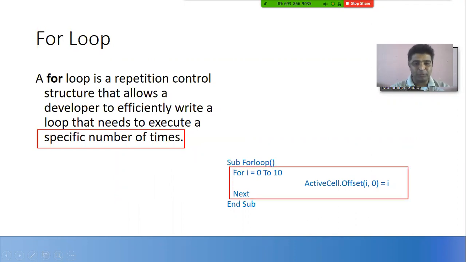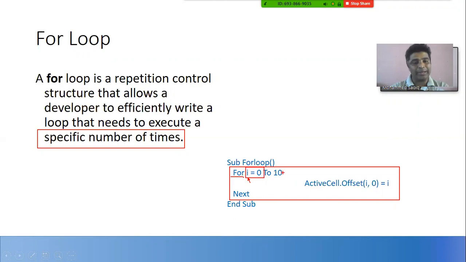Now the syntax for the for loop goes like this in VBA. The for loop starts with the keyword For, then we have a counter variable. Here, there's no need of declaring a variable, so directly we can initialize it. So I is equal to 0. That means I becomes a counter variable, which is initialized to 0, so it is going to start from 0.